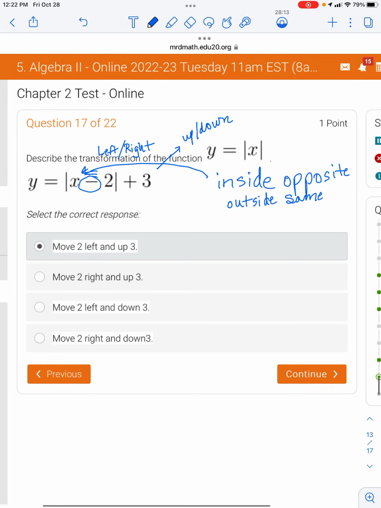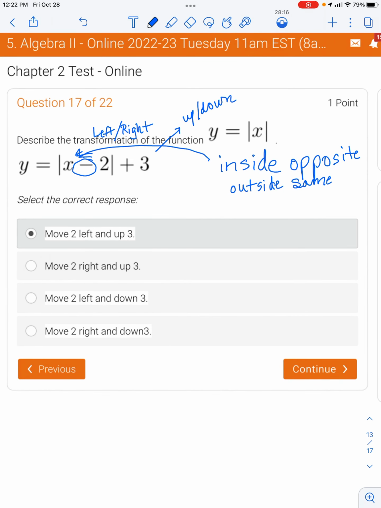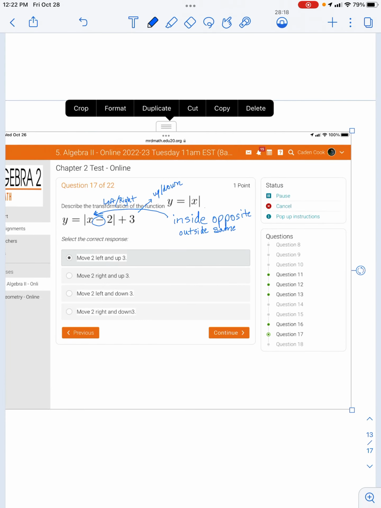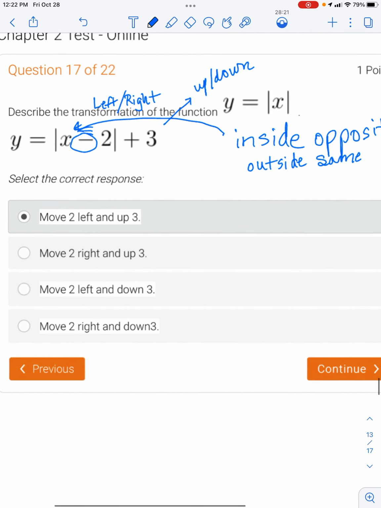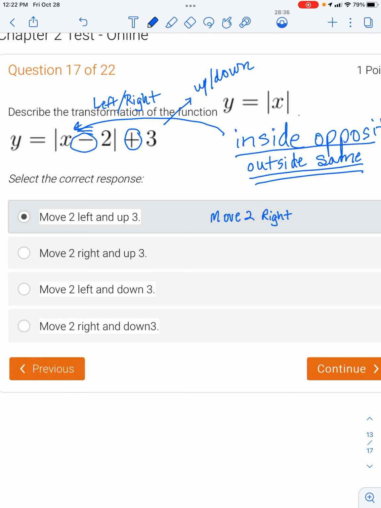So let's see how this thing's transforming. Inside opposite means we're going to change the sign in there. So instead of it moving to the left, which is in a negative direction, it's going to move to the right in a positive direction. So it's going to move 2 to the right. And this stays the same. That's what he said. Outside, same. Inside, opposite. Outside, same. So the 3 is going to be moving up because it's positive. So it's moving 2 to the right and 3 up. Or we'll say up 3. That's the direction he says it.